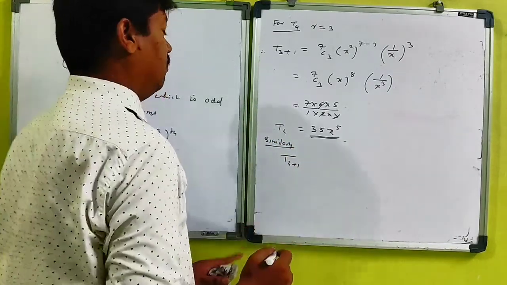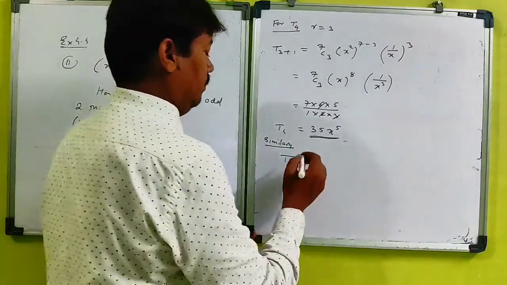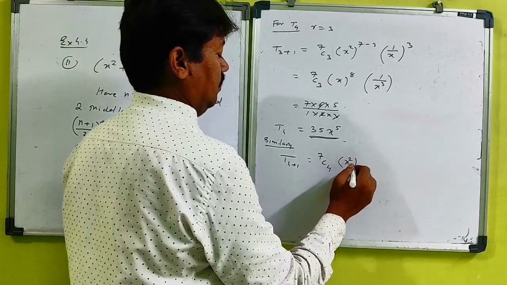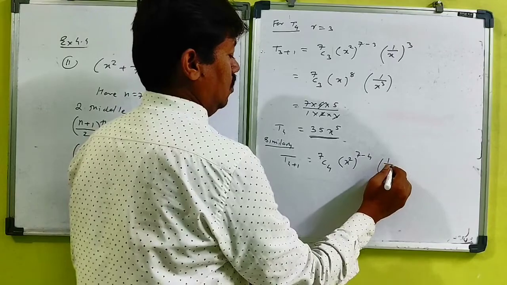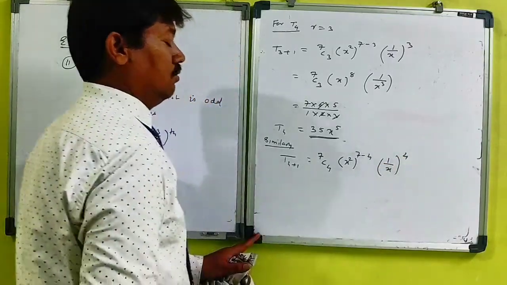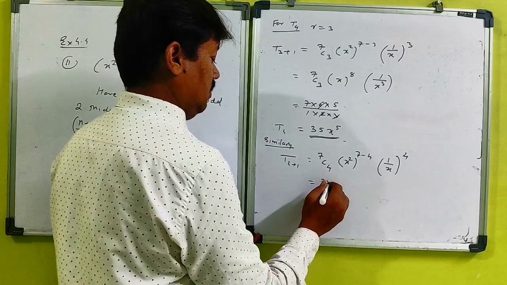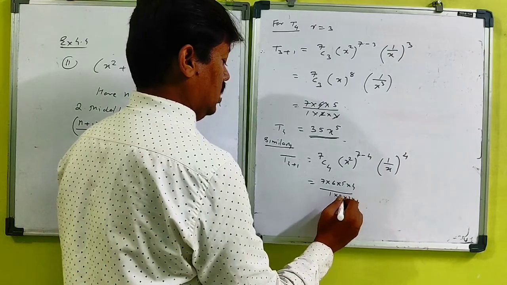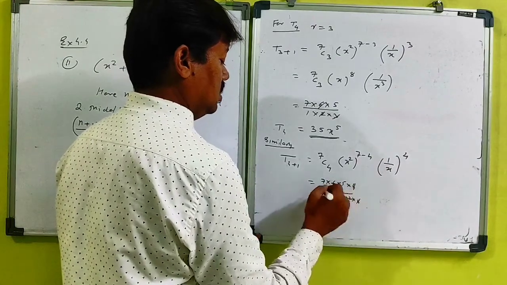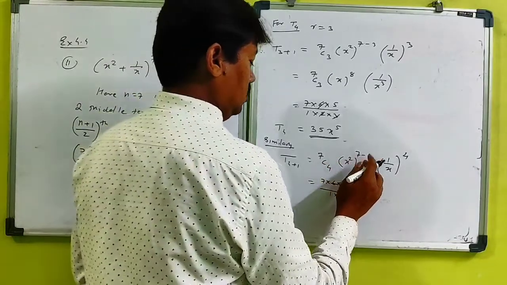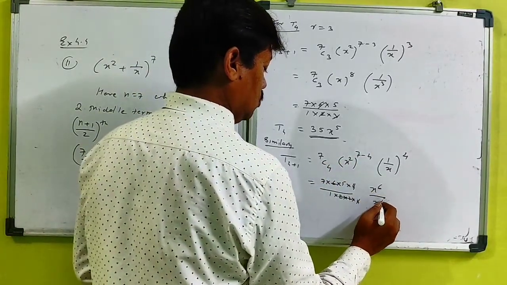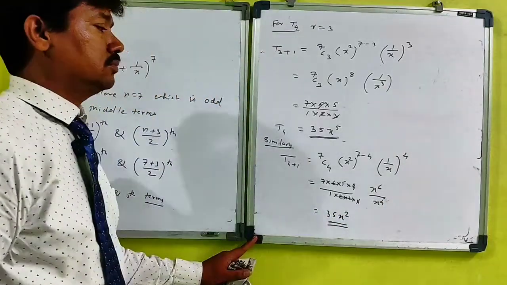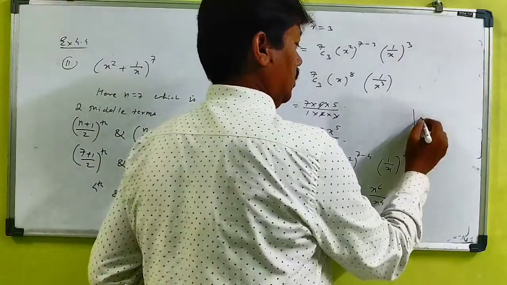And similarly, T4 plus 1, that is T5. T5 will be what? 7C4 (x squared) raised to 7 minus 4, (1 upon x) raised to 4. So that gives you 7 into 6 into 5 into 4 upon 1, 2, 3, 4. That is, 2 and 3 cancel with this. So that is 35 only. This x raised to 6 upon x raised to 4. So that is 35x squared.